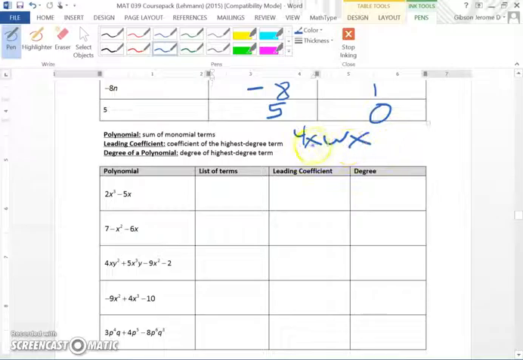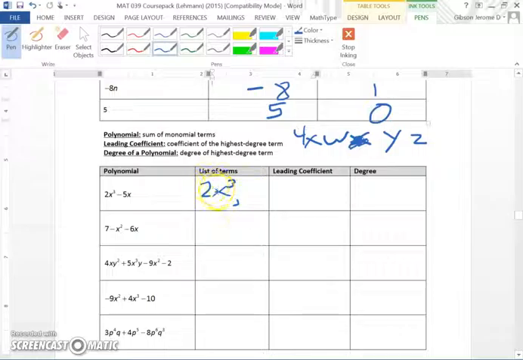So if I had all of this, 4xw, I should have put y, and then z. Even though all of this is together, 4xwyz, this is still one term because there's no addition or subtraction. So now we come here. We want the list of terms. The first term is 2x to the 3rd power. The second term is a negative 5x. So we'll put a comma here.